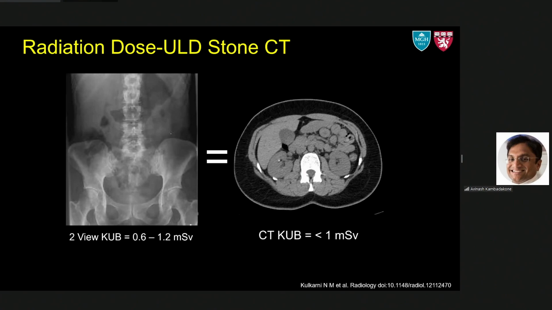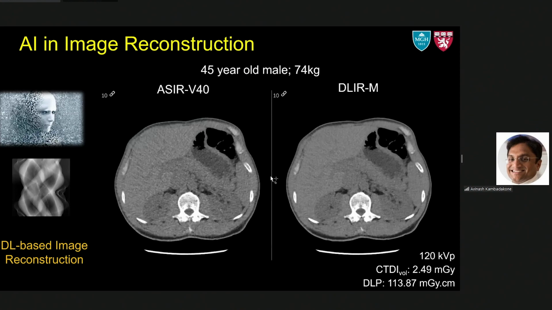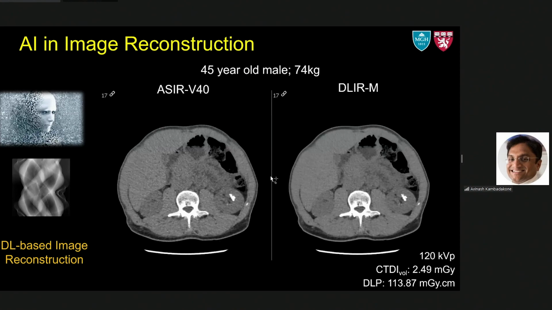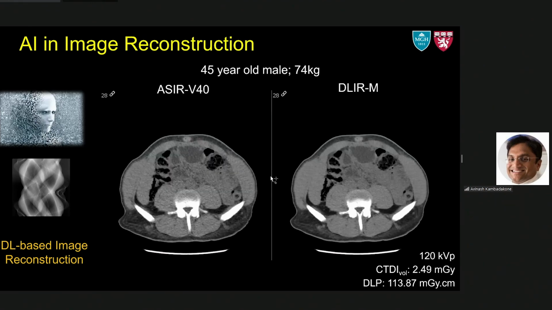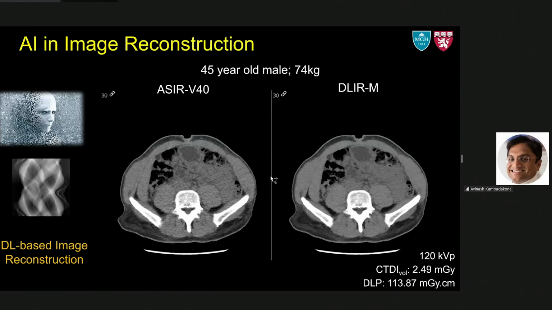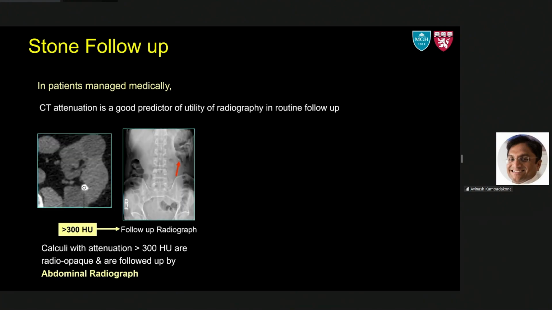In fact, the time when an ultra low dose protocol CT, which has a radiation dose exposure lower than a 2 view KUB, might not be a distant dream. Also want to quickly touch upon the recent introduction of deep learning based image reconstruction algorithms, which allows even more significant dose reduction. One thing to note here is we spoke about radiographs.